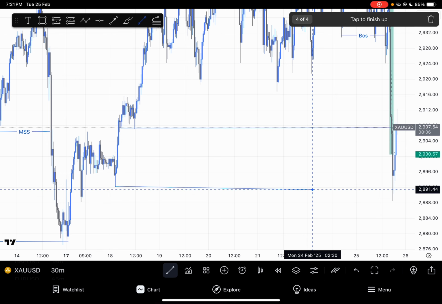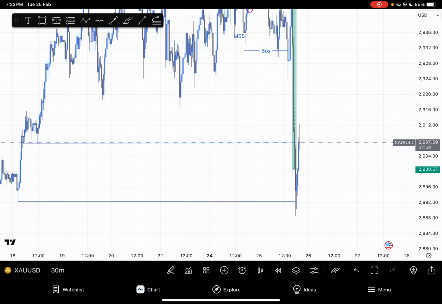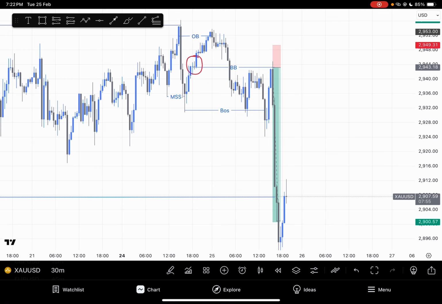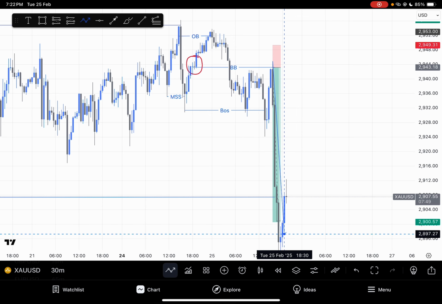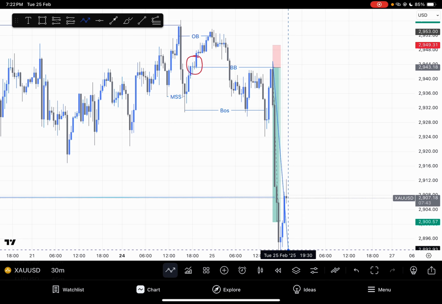Price also took out this liquidity. So what am I expecting price to do next after this movement? Price now has distributed from this point. This is how you can always get this setup next, like one setup after another setup. So you see price now distributed to the downside.